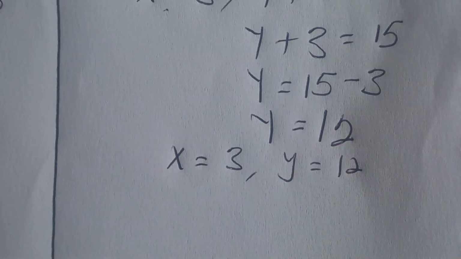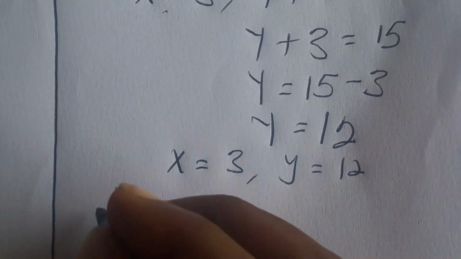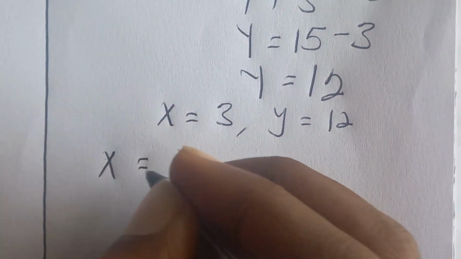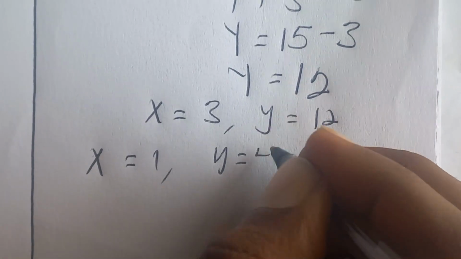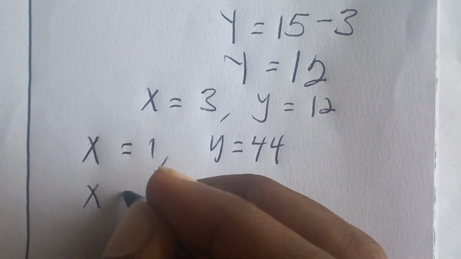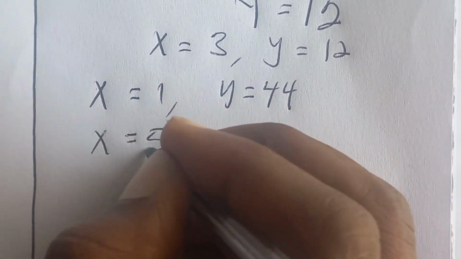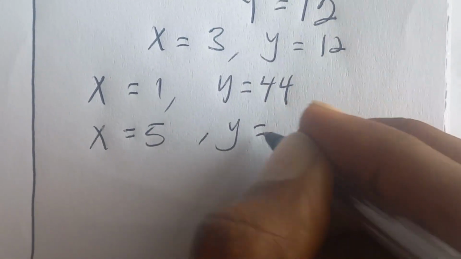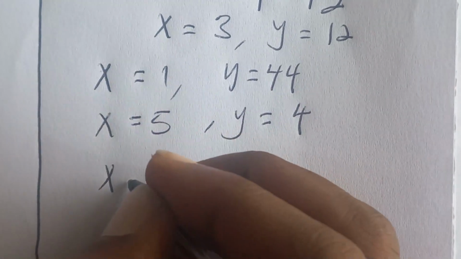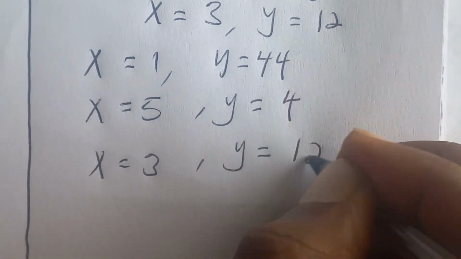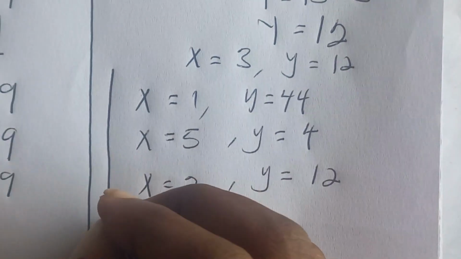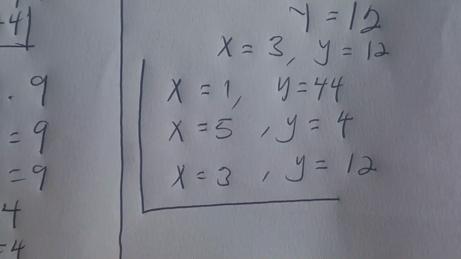So the solution set for this problem: we have x equals 1, then y equals 44. Then x equals 5, y equals 4. And when x is equal to 3, we have y equal to 12. So these are the solution sets for this problem.